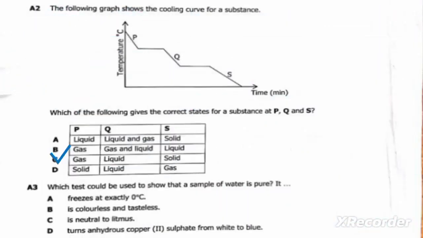Which is question A3. The question reads: which test could be used to show that a sample of water is pure? A, freezes at exactly 0 degrees Celsius. B, it is colorless and tasteless. C, it is neutral to litmus. D, turns anhydrous copper 2 sulfate from white to blue.